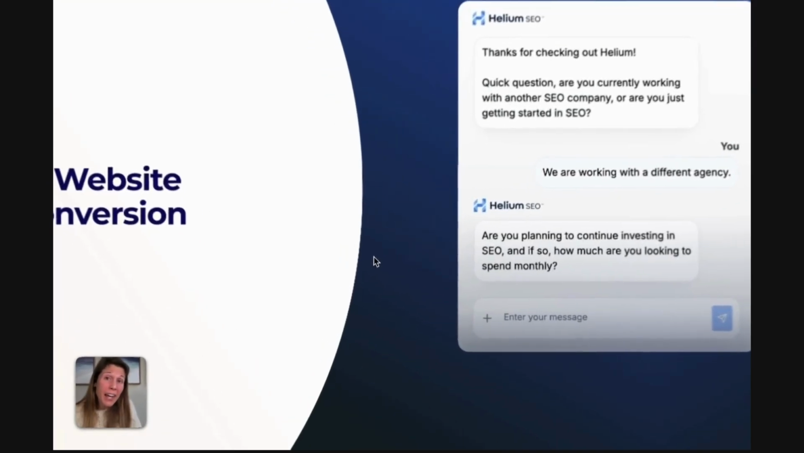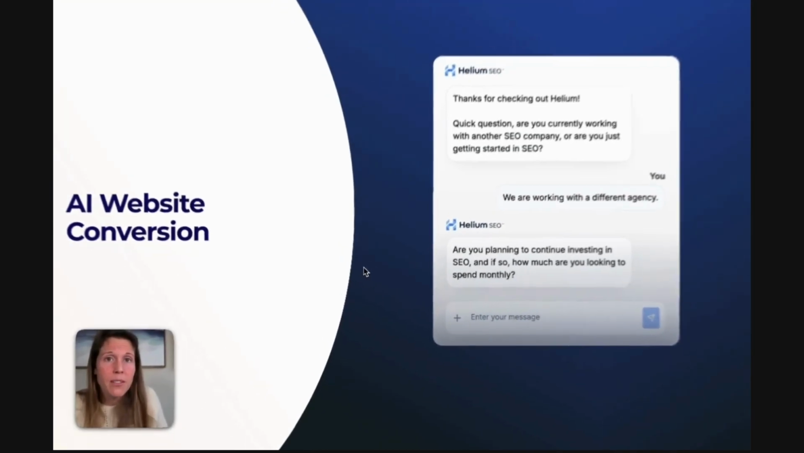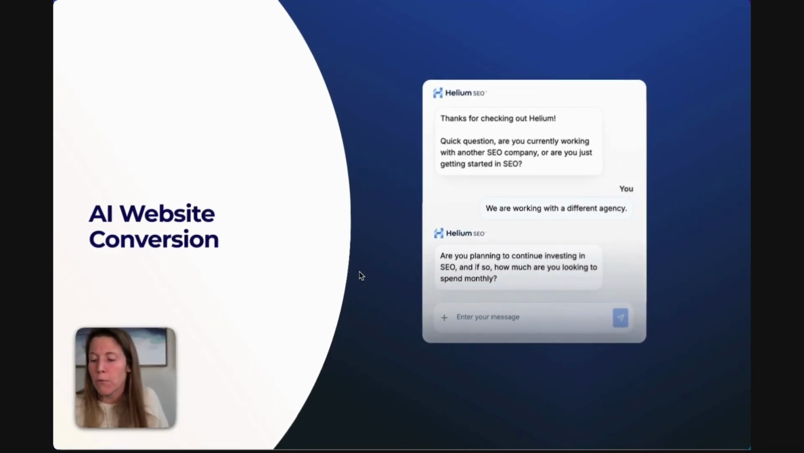Welcome back to the 5 AI Workflows to Grow Your B2B Pipeline. In this one, we're going to be talking about AI website conversion.